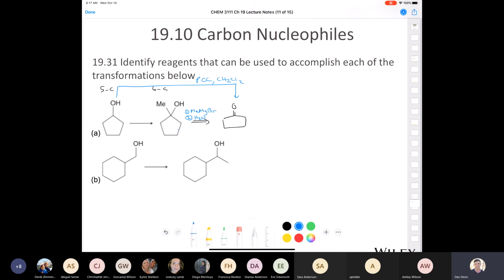I mean, you could have chosen Dess-Martin periodinane. You could have chosen chromic acid, whatever. We're just oxidizing a secondary alcohol to a ketone. The PCC works really great. It's a beautiful reagent. It's a red solid. You can weigh it out on the balance.